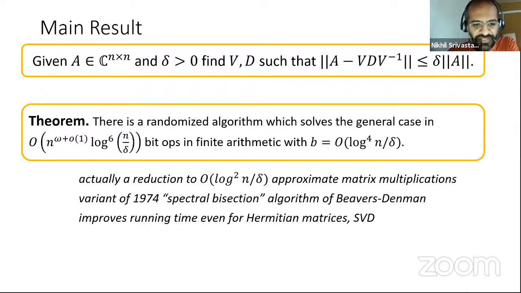The algorithm itself is largely not new. It's a variant of an algorithm called spectral bisection from 1974 of Beavers and Denman. But it has one important new step, which uses random matrix theory. And finally, if you care about just complexity estimates, then this improves the running time even for Hermitian matrices and for singular value decomposition, for which the previous best provable exponent was 3. So that's the statement of the result.